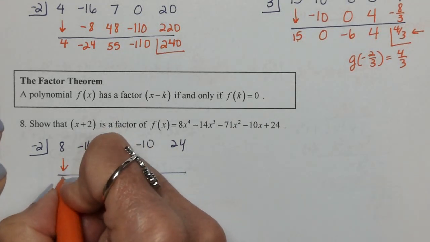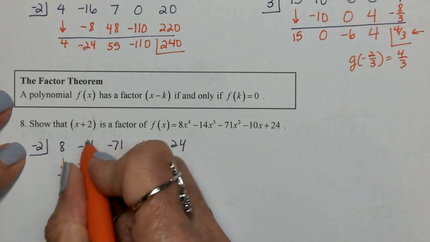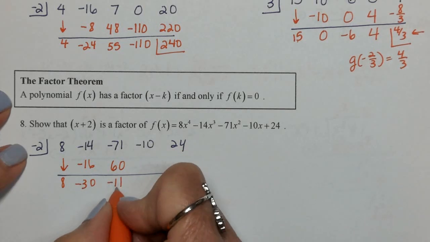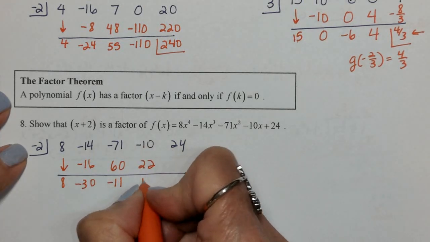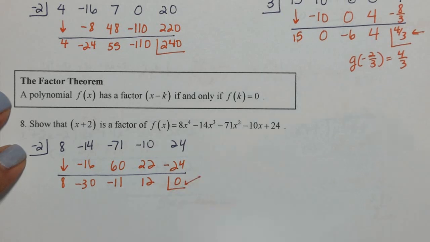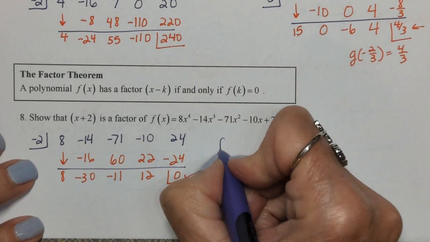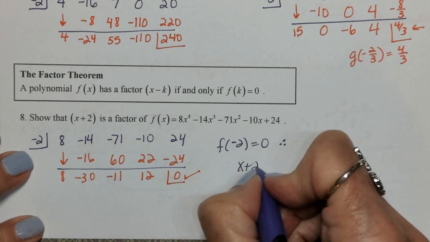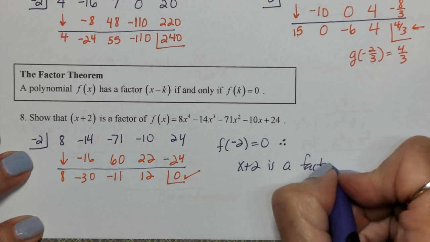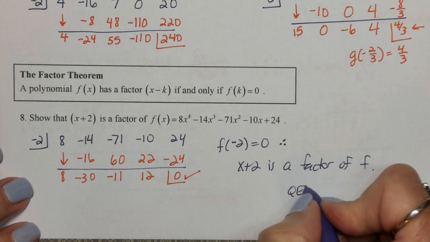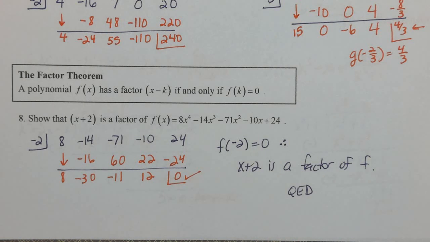Alrighty, bring down 8, multiply, add, multiply, add, multiply, add, multiply, and add. Okay, f of negative 2 is 0. Therefore, x plus 2 is a factor of f. QED. Okay, and that's it for synthetic and long division of polynomials.